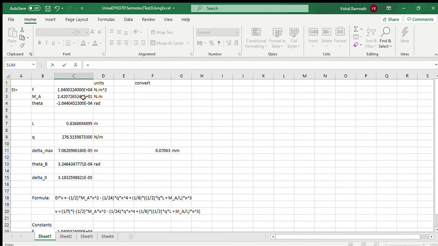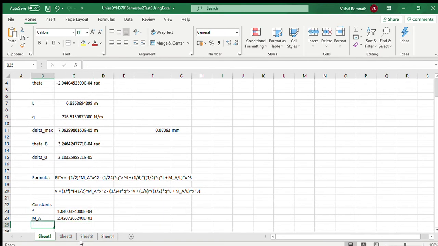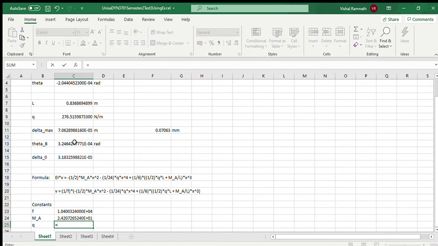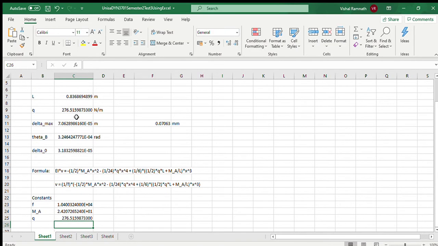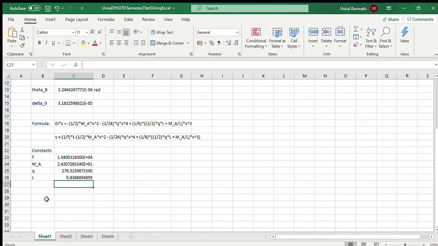MA is that value, which we know. Q is obviously what we worked out. So we've got F, we've got MA, we've got Q, and we need L, which we already worked out, so that's equal to what we worked out. So these are the constants, and then this is the variable. The variable is X.